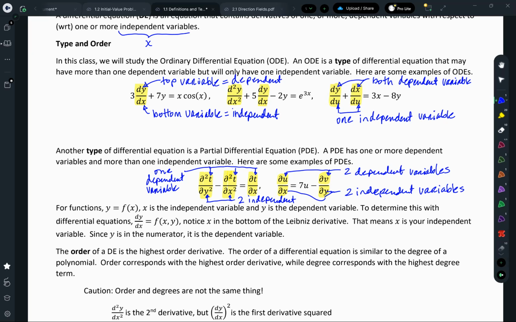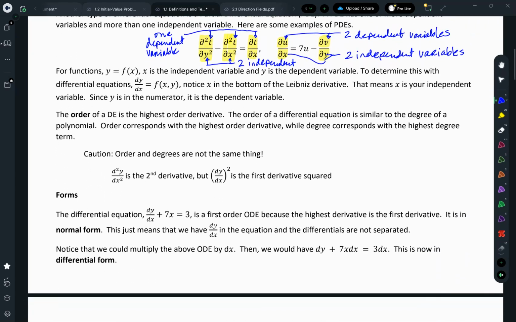This next paragraph right here is just explaining exactly what I talked about, how do we know which variable is the dependent one and which one is the independent one. So we'll move on to the order. The order of a differential equation is the highest order derivative. This is really similar to when we work with polynomials and we're asked, what's the degree of the polynomial? We quickly look to see which term has the highest degree, and then we name our polynomial based on that highest degree. The order corresponds with the highest order derivative, while a degree would correspond with the highest degree term.